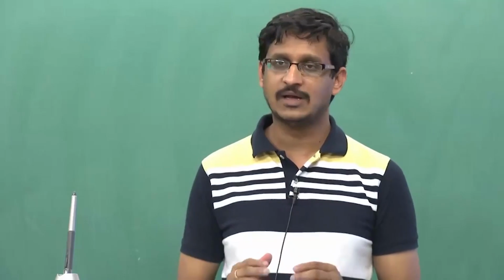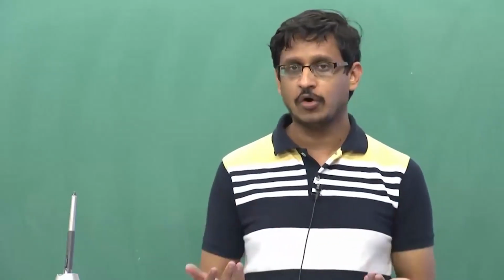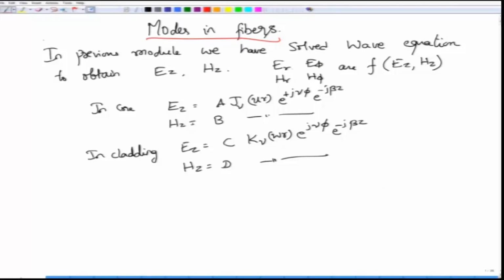Right. So, this is what we did in the previous module, where we stopped at the point where we had to apply the boundary conditions in order to evaluate the arbitrary constants. Once you evaluate the arbitrary constants, you can go back and find E_r, E_phi, H_r and H_phi, because you have already obtained E_z and H_z. So, we will now continue the discussion of modes in an optical fiber, and this is just a simple summary of what we had done.